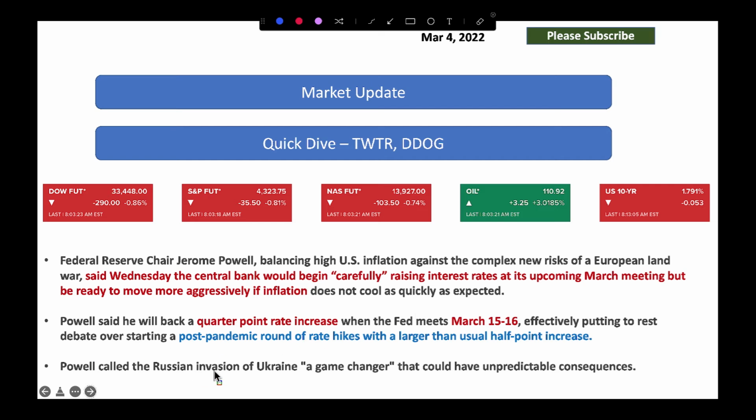And Powell also called the Russian invasion of Ukraine a game changer that could have unpredictable consequences. So this tells me Powell is open to look at the data and make the decision based on the data. That's always a good story. That way, Powell is more measured than last time back in 2018, where he was overly aggressive. The stock market did not like it. This time, he seemed to be a little more tame and data dependent, which is always good.